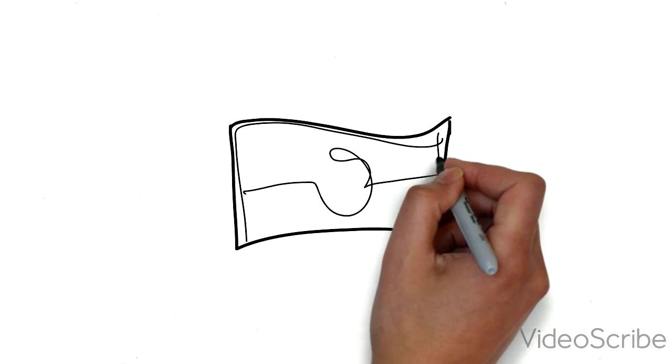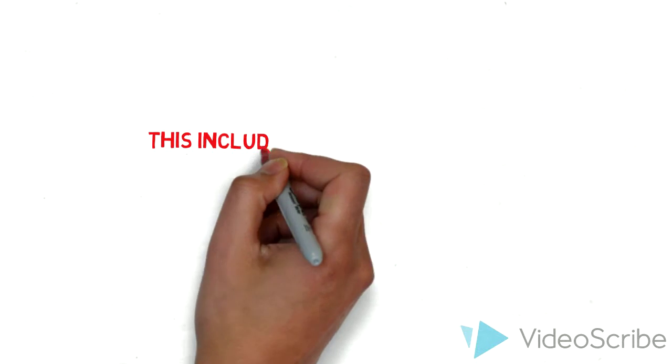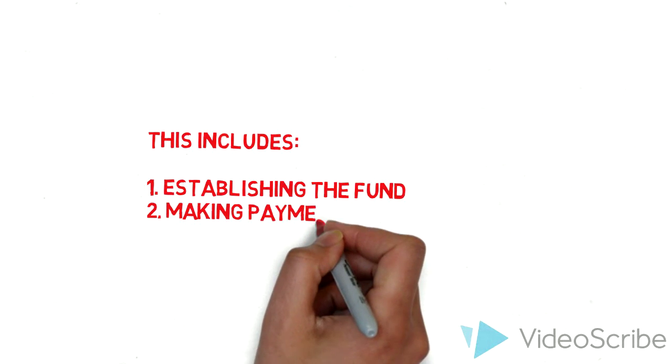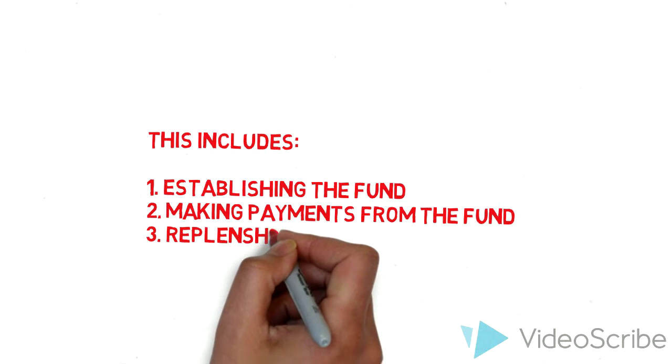While the purpose of the fund may vary depending on the business and its operations, it consists of three activities. This includes establishing the fund, making payments from the fund, and finally, replenishing the fund.